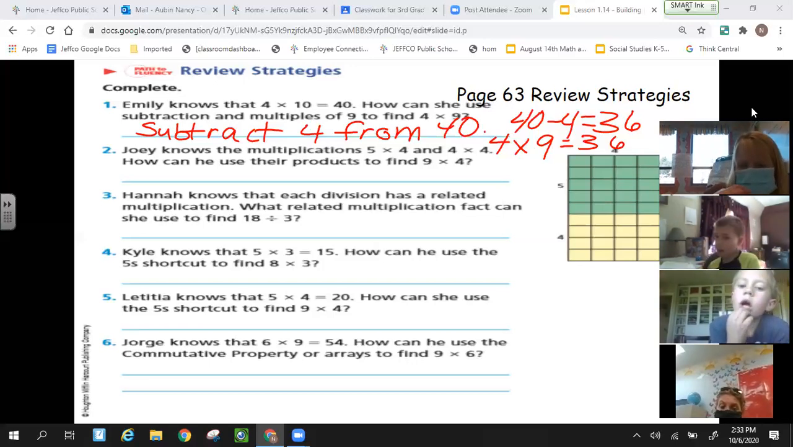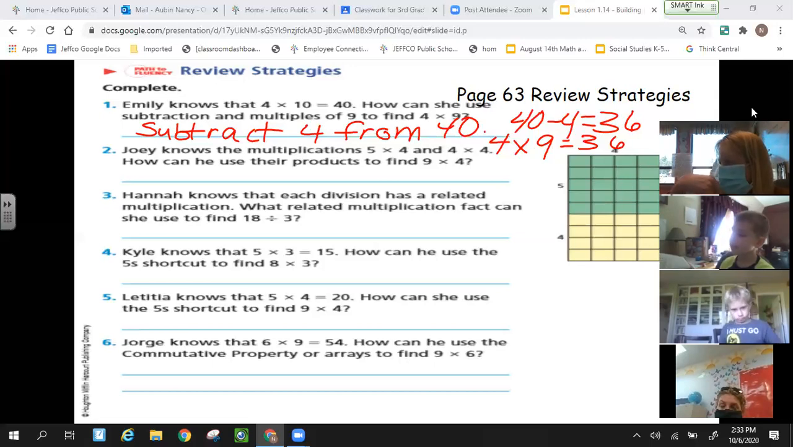Okay, Joey knows the multiplications 5 times 4 and 4 times 4. How can he use their products to find 9 times 4? If Joey knows the answer to 5 times 4 and he knows the answer to 4 times 4, but he doesn't know 9 times 4, how can he use that? And I'm not talking about the nines trick. How can he use those two answers to figure out 9 times 4? Let's just talk about this together.